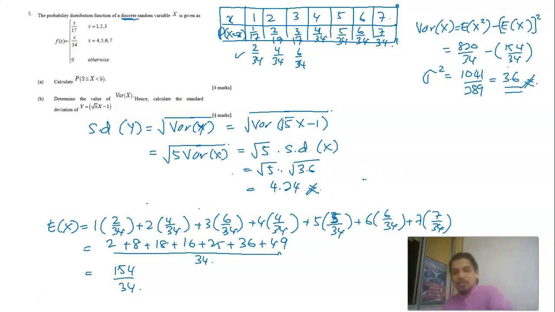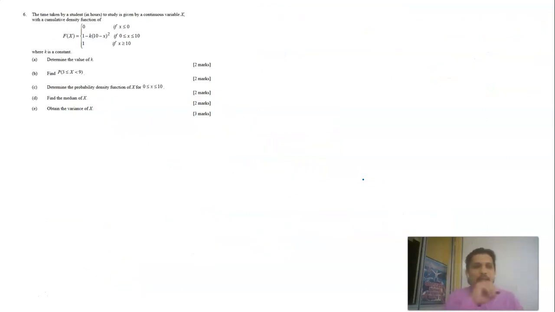Okay, next question then. The time taken by a student in hours to study is given by continuous variable x with the cumulative density function of this one here. Determine the value of k. So class, I'm going to use the values of 0 and 10 in this function because it is cumulative, so we can simply do F(10) minus F(0).